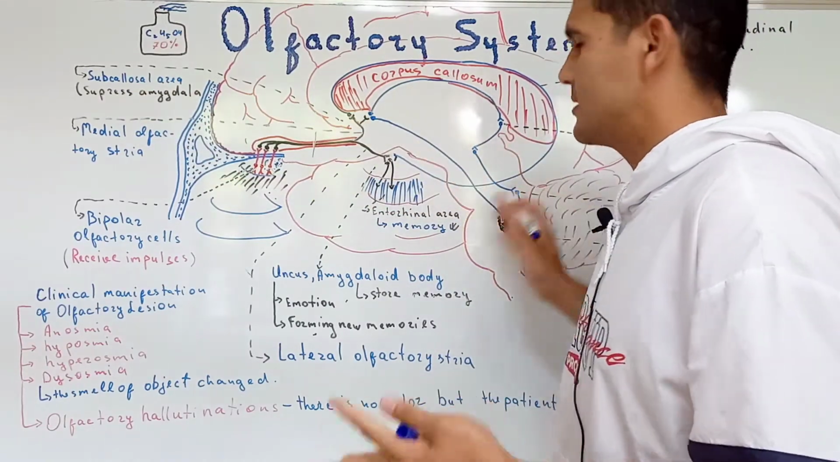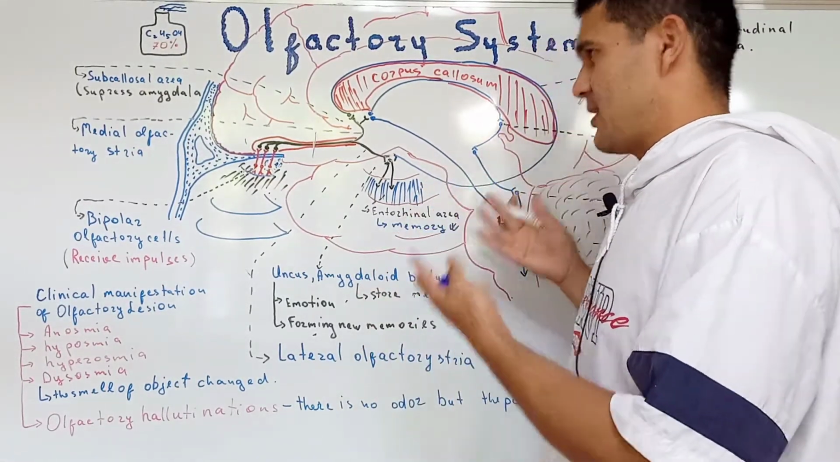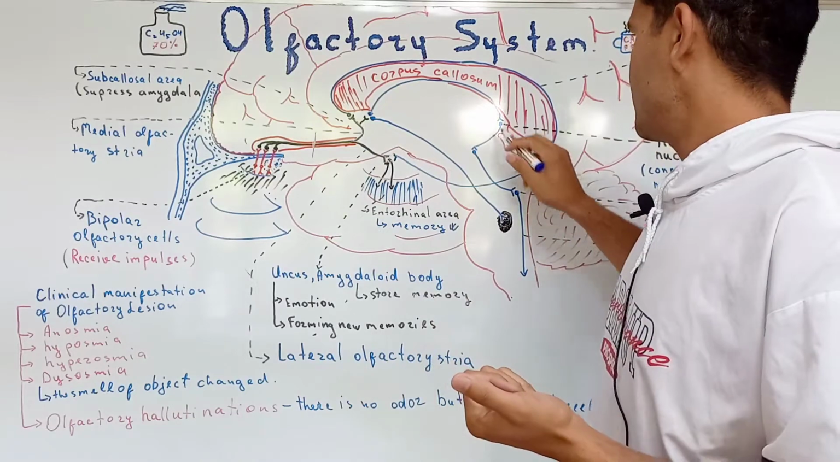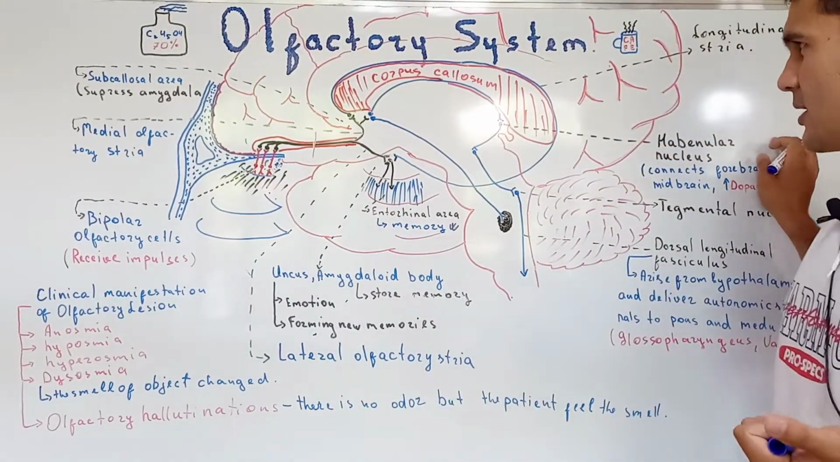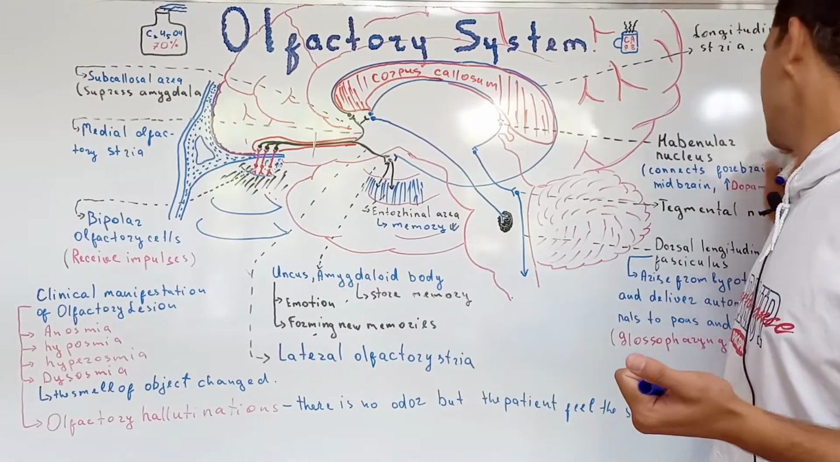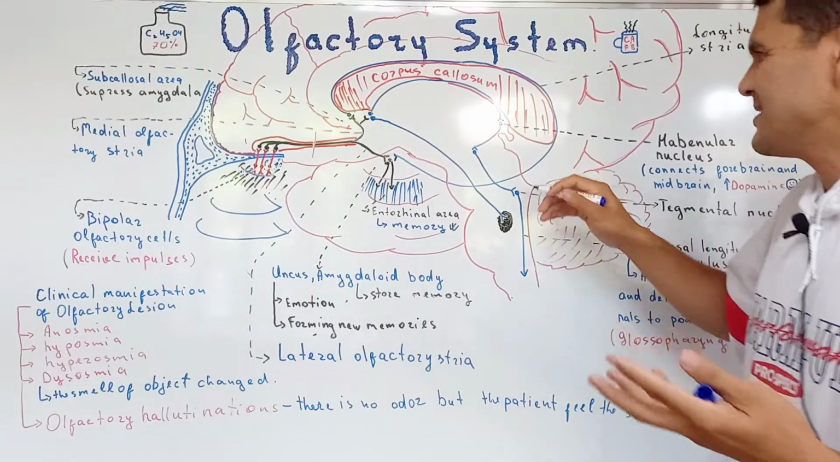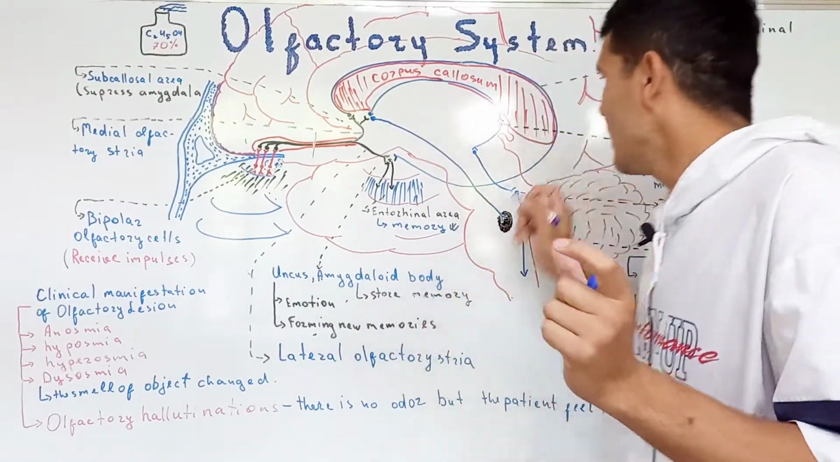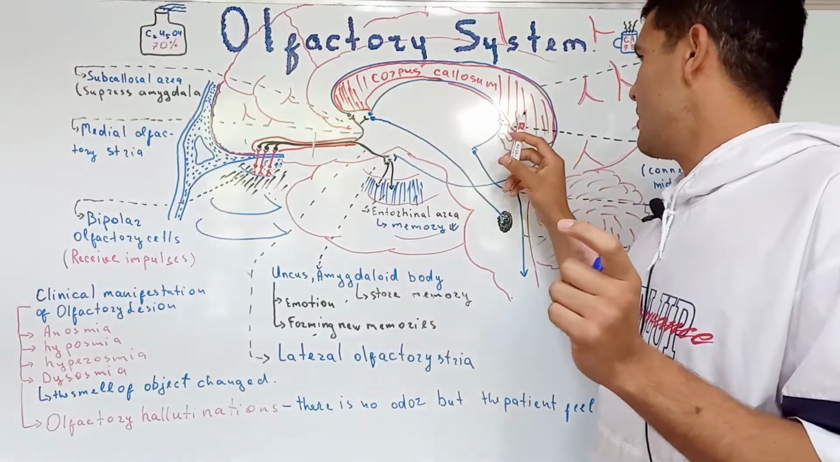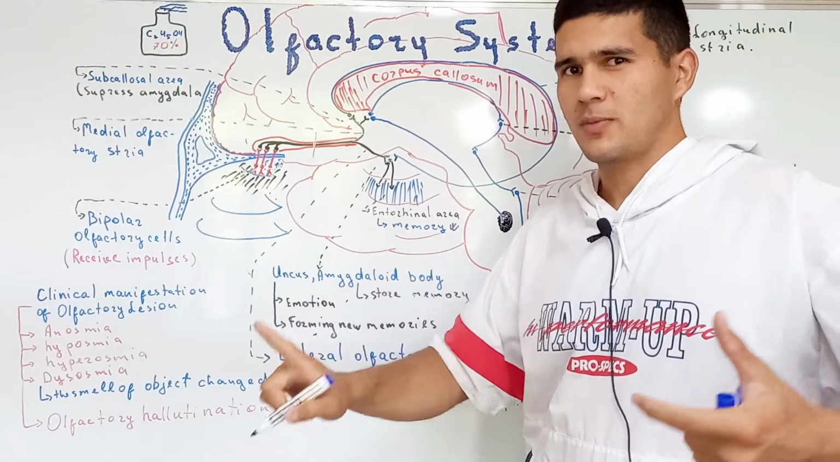part of the cerebrum. Okay, and the first destination is the habenular nucleus. The habenular nucleus's main function is connecting the forebrain and midbrain. Okay, and in fact the habenular nucleus is part of the thalamus. Okay, and the habenular nucleus's main function is increasing the dopamine.